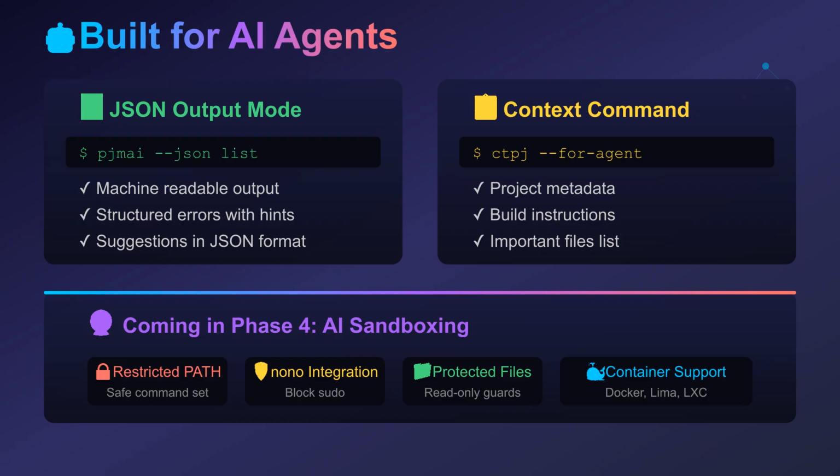PJMAI was designed with AI agents in mind. The JSON flag provides machine-readable output for all commands. The context command gives agents project metadata, build instructions, and important files. Errors include suggestions in structured format.